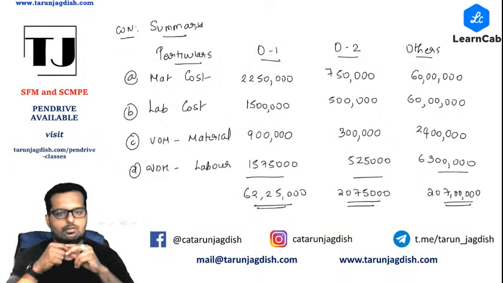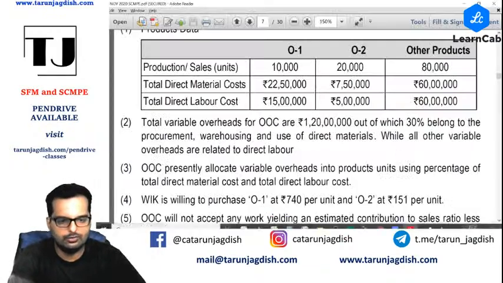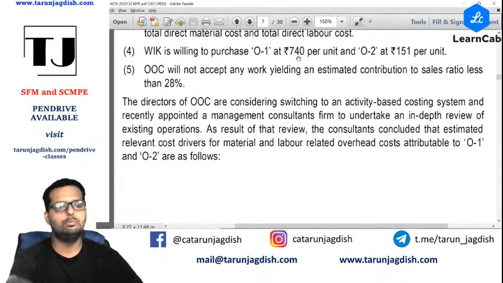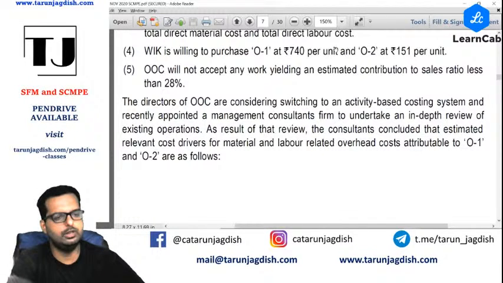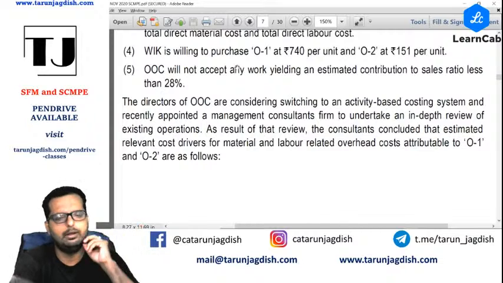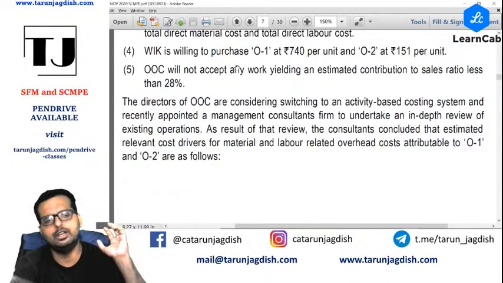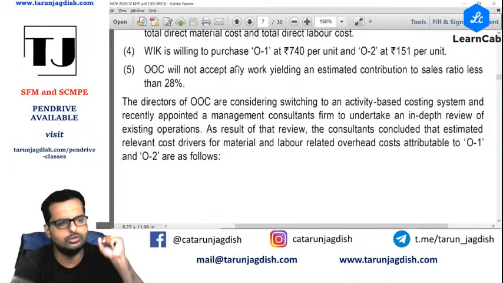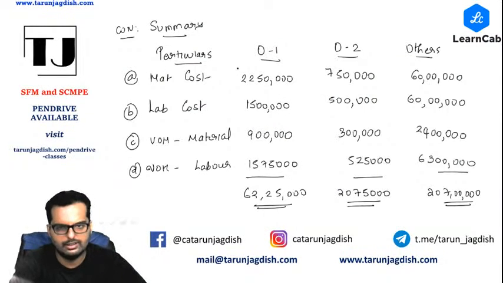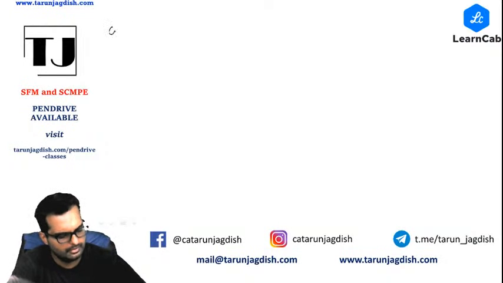Alright friends, I believe you are done with this part now. Okay, so we have reached up to this point now. Let's read the next part. Vic is willing to purchase O1 at 740 per unit and O2 at 151 rupees per unit. So that is the selling price. The other party's name is Vic. OCC will not accept any work yielding an estimated contribution to sales ratio less than 28%. So let's analyze that part now.